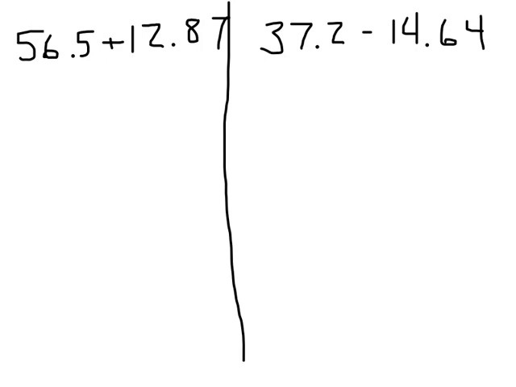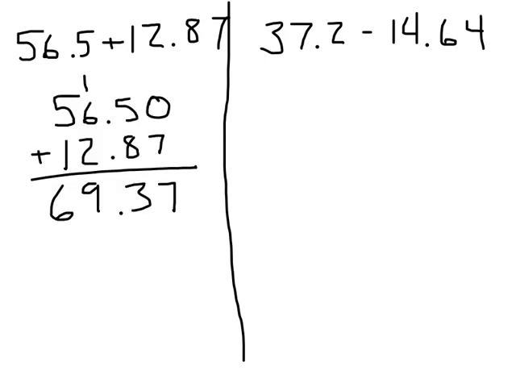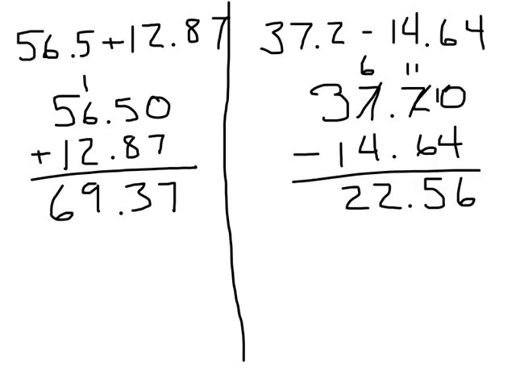Now let's add and subtract decimals. Remember, the most important thing when adding or subtracting decimals is lining up the decimal points. Try the first one. What's 56 and 5/10 plus 12 and 87 hundredths? The correct answer is 69 and 37 hundredths. Now try another. What's 37 and 2/10 minus 14 and 64 hundredths? The correct answer is 22 and 56 hundredths.